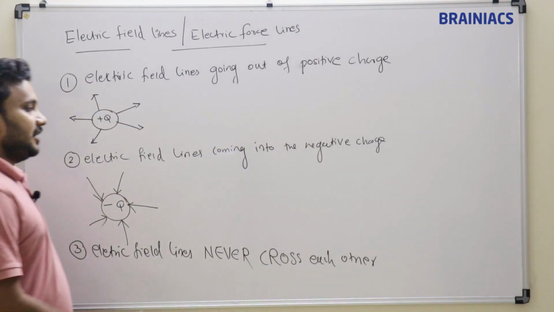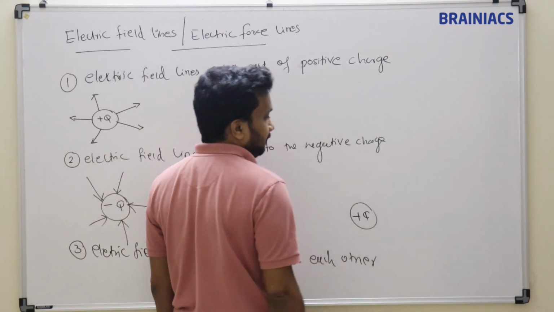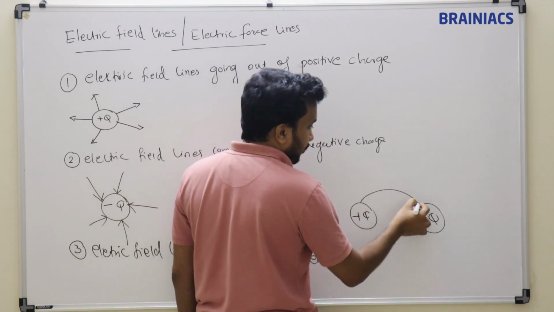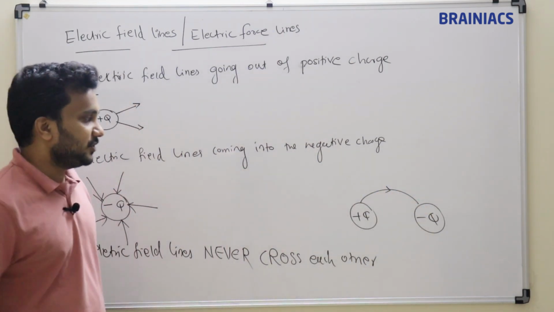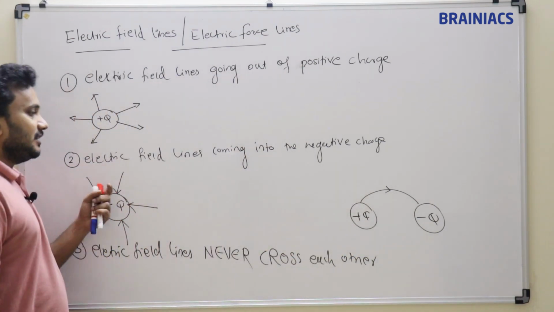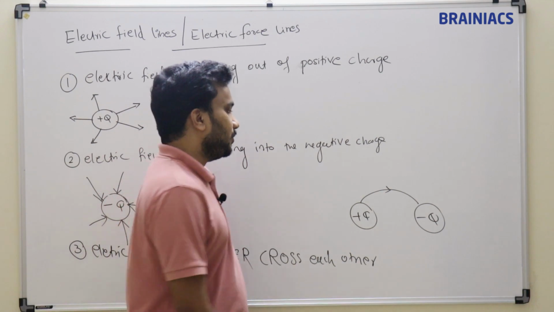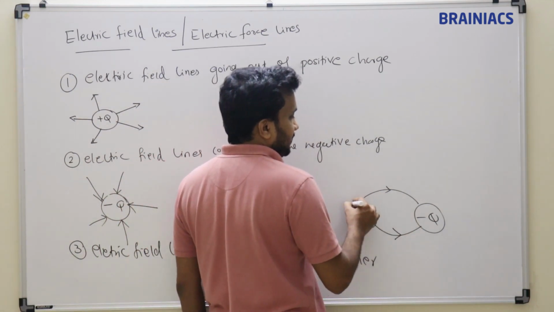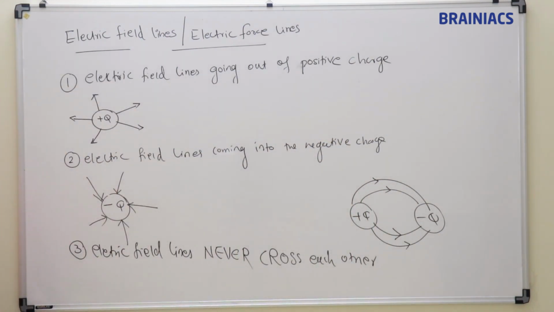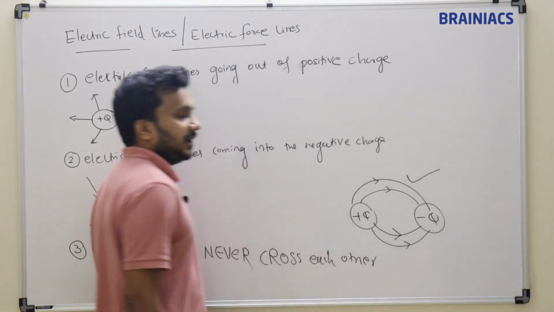What does this mean? Let me take an example for the third one. I have a plus q here and a minus q here. Electric field lines are going out of the positive charge and coming into the negative charge. If the charges are very near to each other, field lines go out of this one and into that one. I draw two lines, on the top side and the bottom side. The electric field lines never cross each other, so this is a correct representation of the diagram.